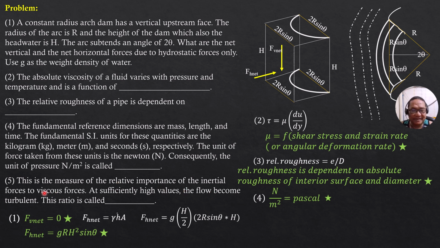Number 5, this is the measure of the relative importance of the inertial forces to viscous forces. At sufficiently high values, the flow becomes turbulent. This is the ratio of inertial to viscous forces, and this is called the Reynolds number. Reynolds number is diameter times mean velocity of flow times density over viscosity.